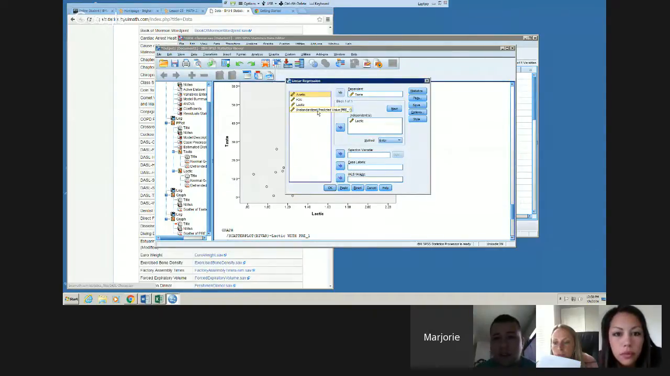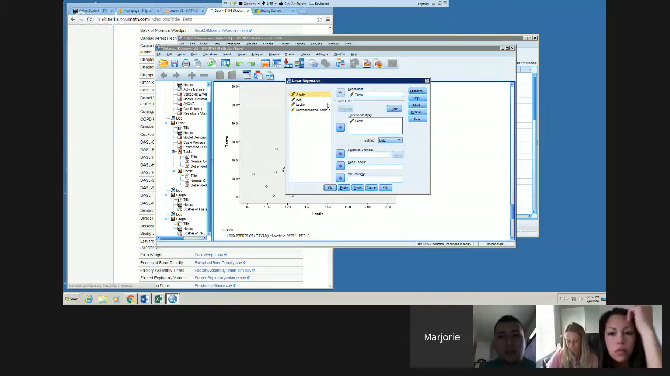Okay, but this is predicted value. Where do we get that residual? And do we have to make it? Okay, you already have it. Yeah, you already have it. The bottom one.